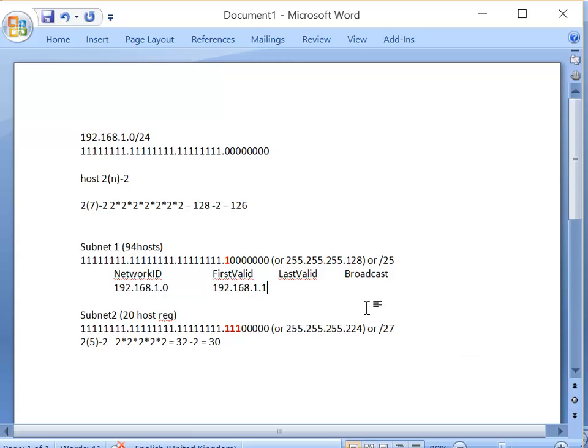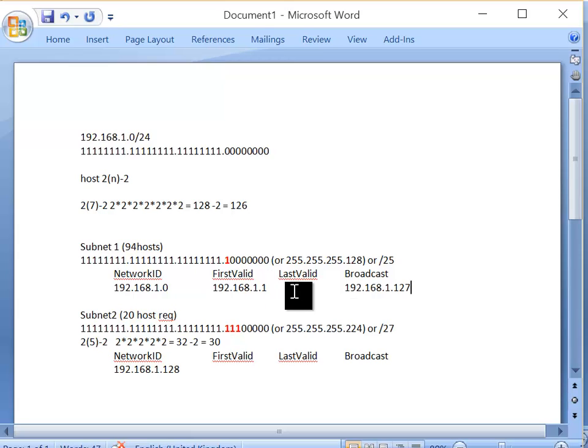Okay, so now we need to know the network ID of subnet 2. The network ID is going to be 192.168.1 dot something. If we look at the increment of this bit here, this one here is 128. So the increment from 0 is 128. The broadcast for the first network, subnet 1, is subnet 2's network ID minus 1.